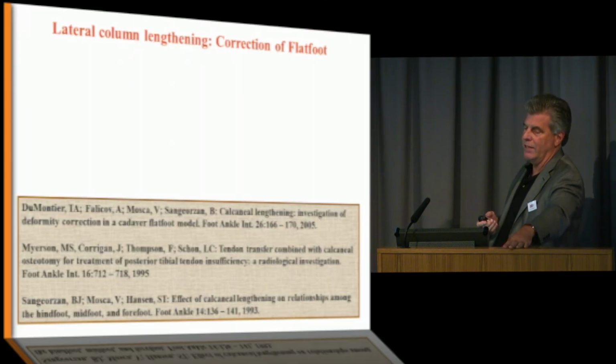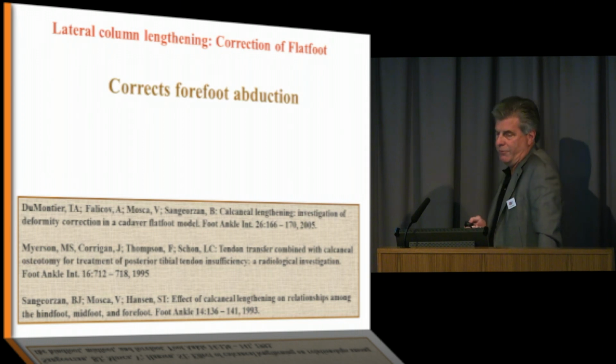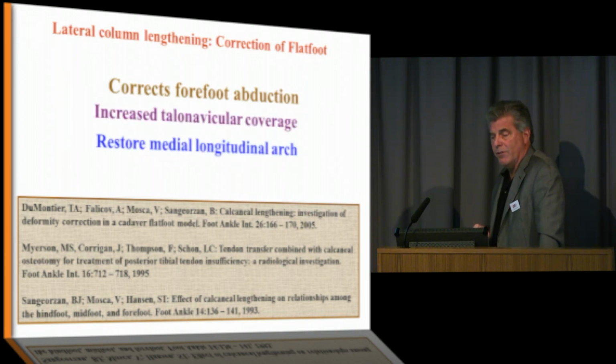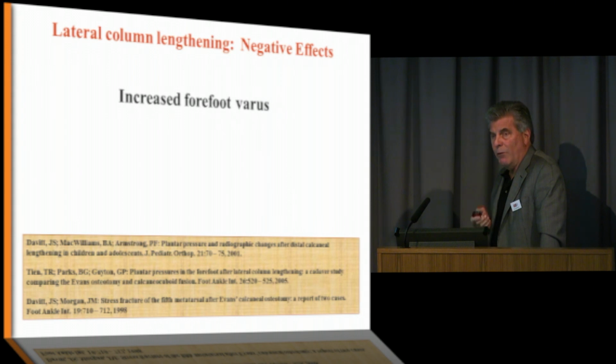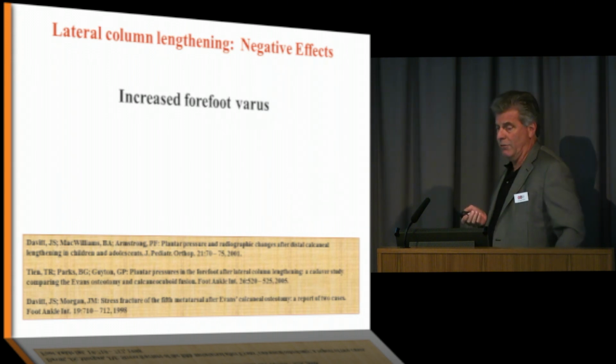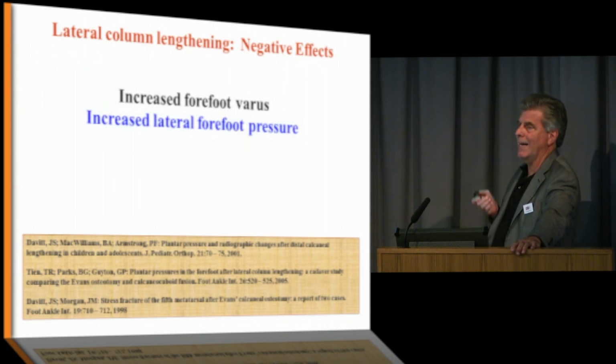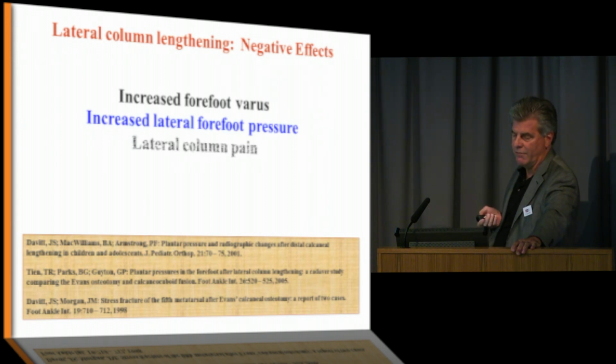Well, we know that it doesn't just correct abduction of the forefoot on the rear foot, but it changes the talonavicular joint, and it raises the arch. It looks like all those things that happen when we put a Kogler wedge under the forefoot. Now, what we've learned from the Evans osteotomy or the lengthening is it increases forefoot varus, but most importantly increases lateral forefoot pressure. It does what that wedge does. It raises pressure under METs 4 and 5.